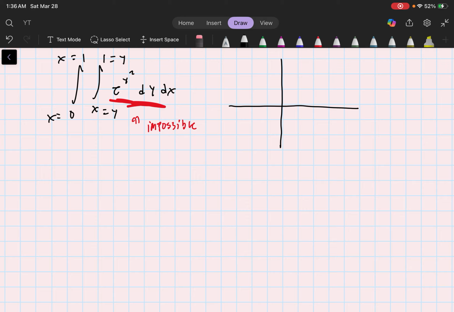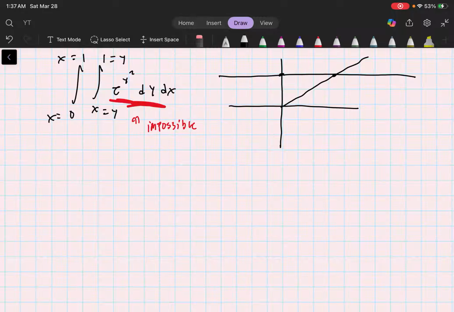We know that y is equal to 1, and we know that x is equal to y. We know that y equals 1 is around here. We also know y equals x, something like this, forming a triangle. Now, since we want to integrate from x to 1, what we have to do is go from left to right. Or if you want, since you're doing x equals 1, x equals 0, you can just use a triangle and see where you have to go.